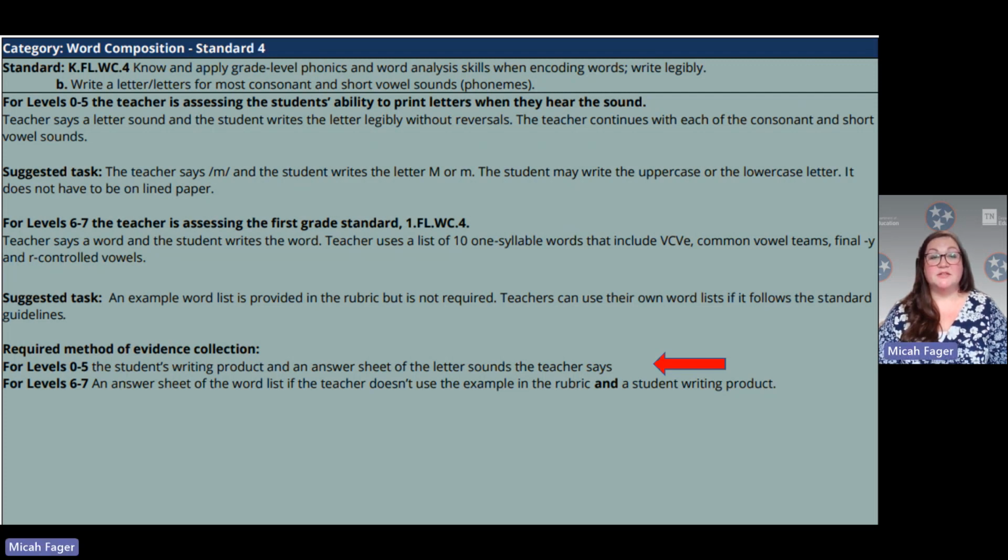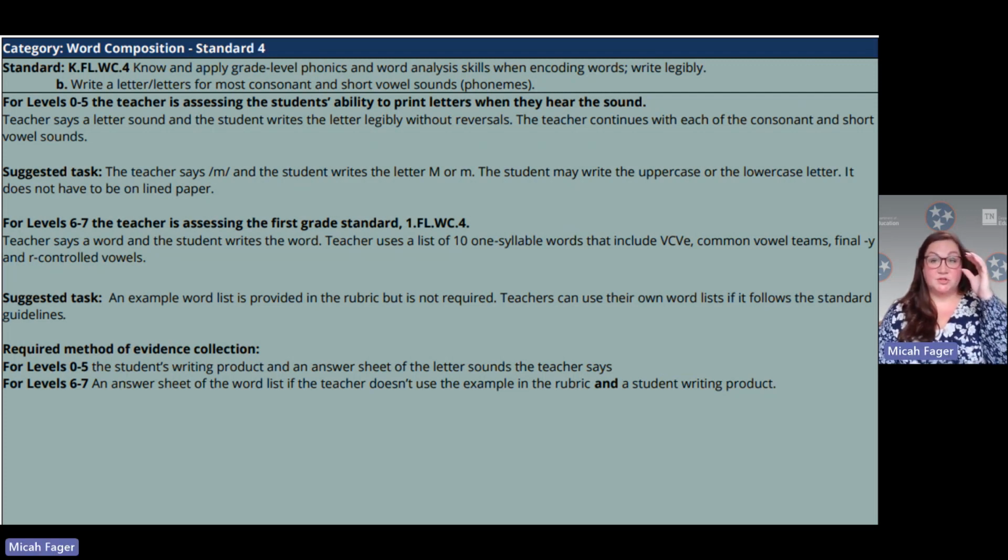For levels 6 and 7, you will also upload a student writing product of the words they wrote. And if the teacher chose to use a word list that is not in the rubric, then they must upload an answer key for the word list they chose to use. And again, this may be in the context narrative or it may be uploaded with the student writing product.